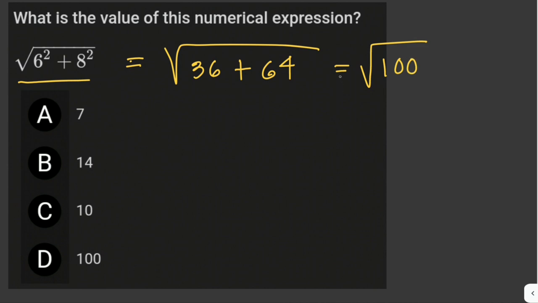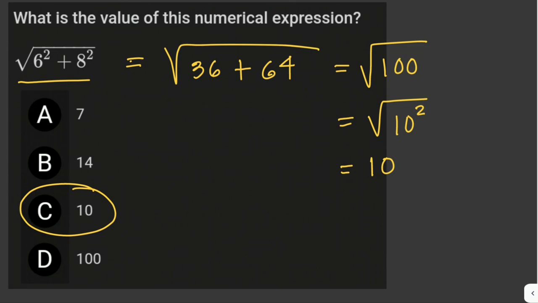So we have the square root of 100, and the square root of 100 can be written as 10 squared, or 10 times 10, and the square root of 10 squared is just equal to 10. So our answer here is letter C, 10.